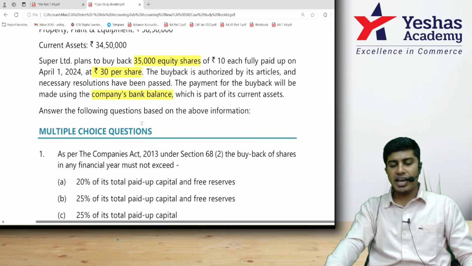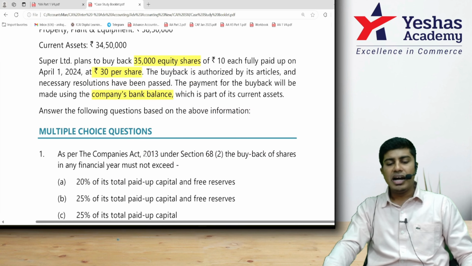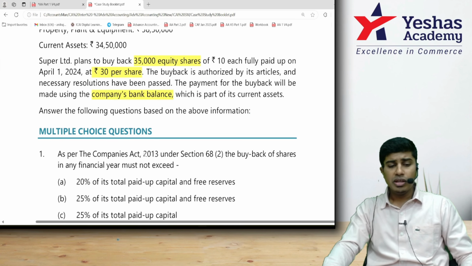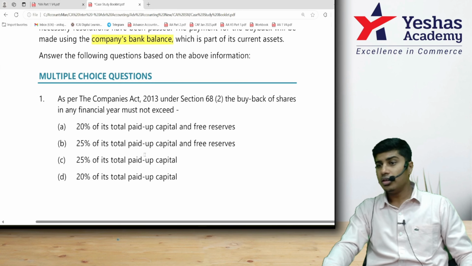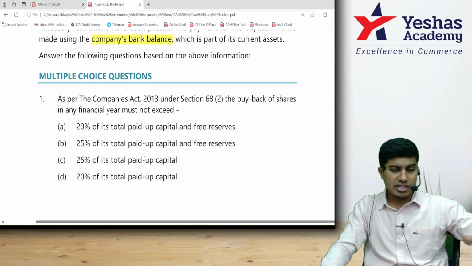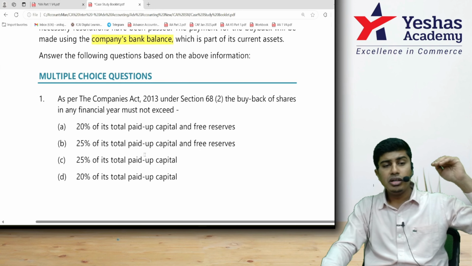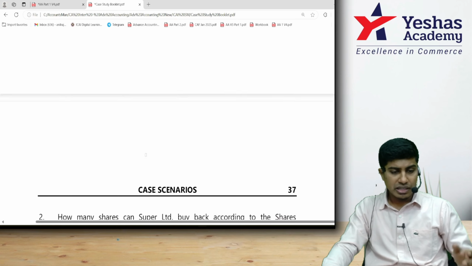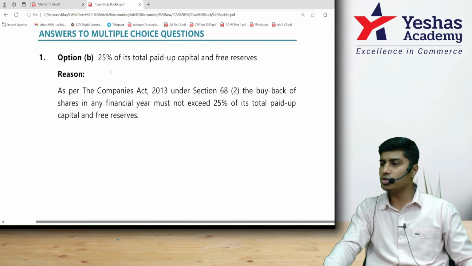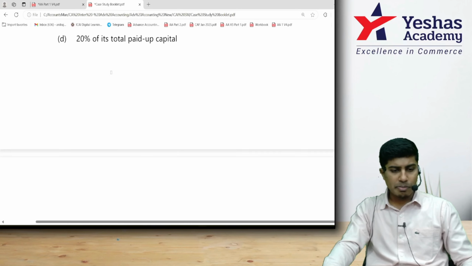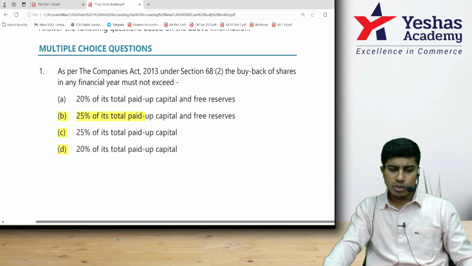First question they're asking, as per Companies Act 2013, under section 68 subsection 2, in any financial year, the buyback cannot exceed how much? 10% with ordinary resolution. It should be maximum 25%. Let's see the answers. What is given here? See, option B, 25% of PUC plus free reserves. So the maximum buyback that they can do is 25%.